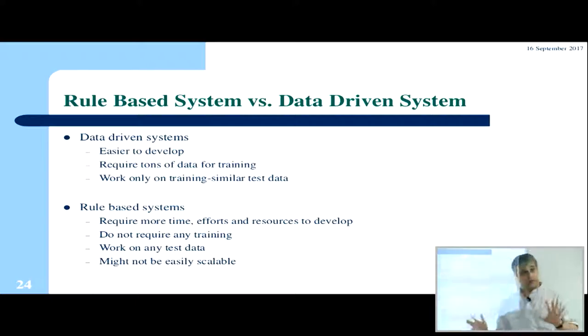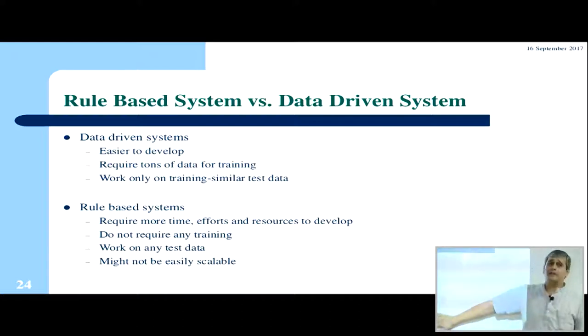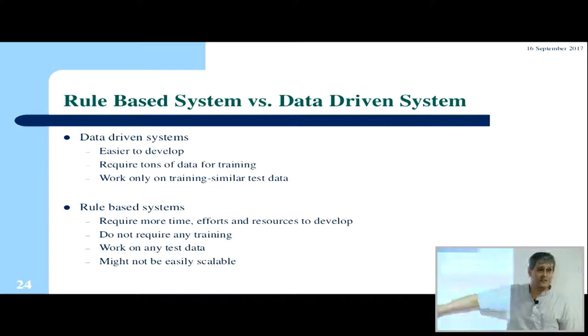Rule based systems require more time, effort and obviously more resources to develop. You cannot develop them in the same time frame as a data driven system. But they do not require any training, the rules are there. Take your language grammar book, for example: you encode it, and it teaches the system how to speak, right? The only thing is, it takes time, effort and patience. It works on any test data. Once you teach the system English word and sentence patterns, it doesn't matter whether it comes from the legal or medical domain. It works, but it might not be easily scalable, that's the drawback. So, both systems have their advantages and disadvantages.